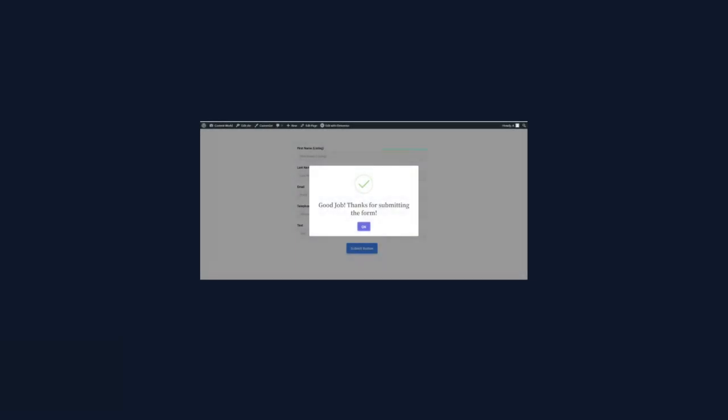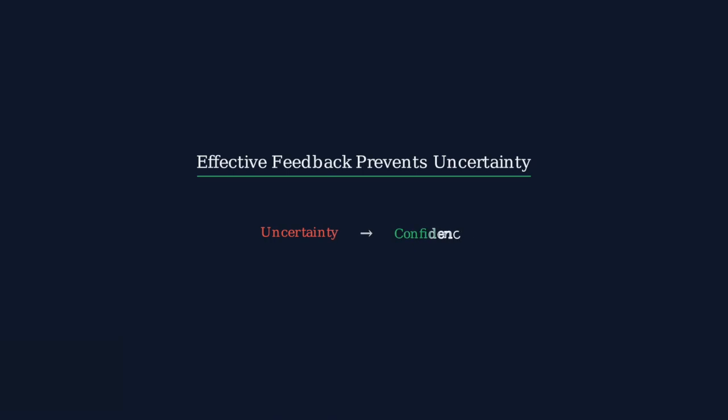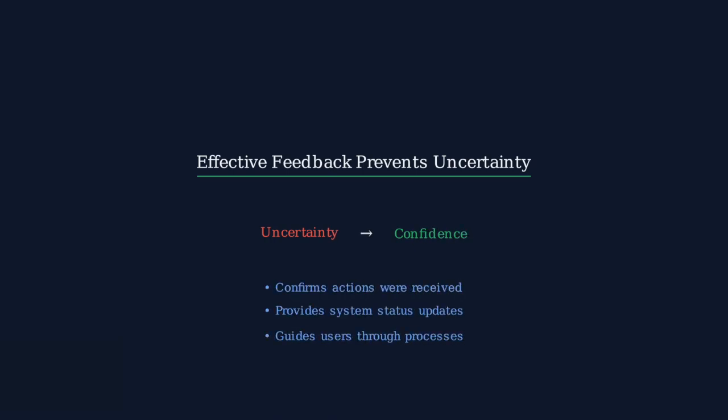Confirmation feedback is equally important. When users complete an action, they need to know it was successful. This form submission example shows how a clear success message eliminates doubt and builds confidence. Effective feedback is the bridge between human intention and computer understanding. It transforms uncertainty into confidence, confusion into clarity, and frustration into satisfaction. Without it, even the most powerful systems become unusable.